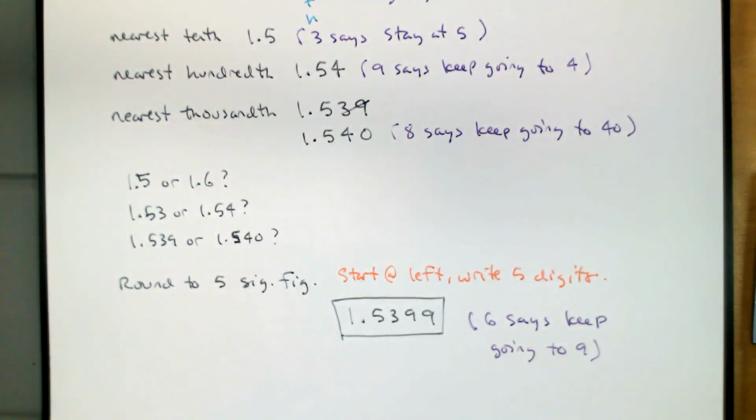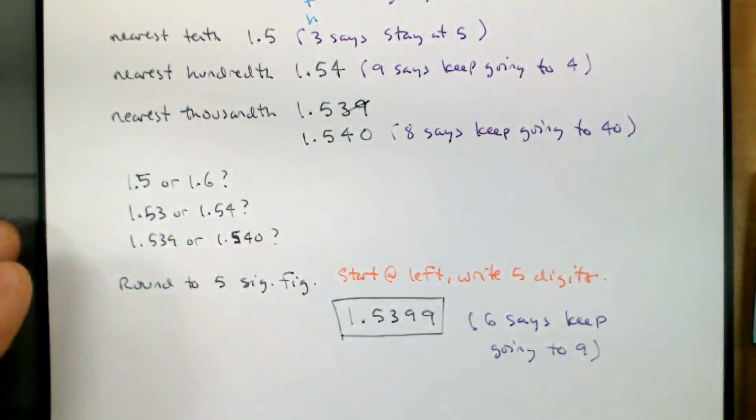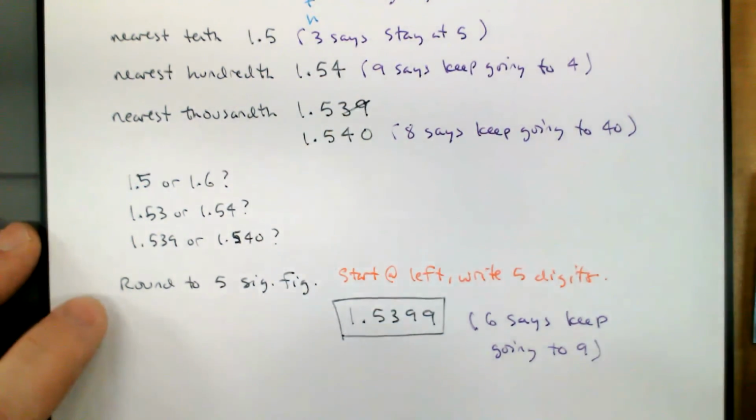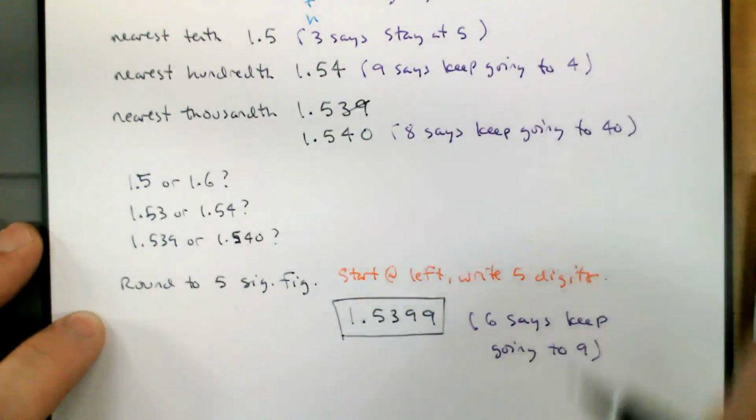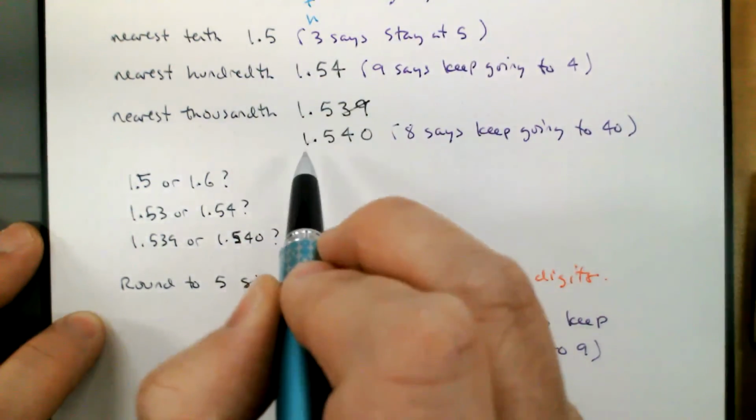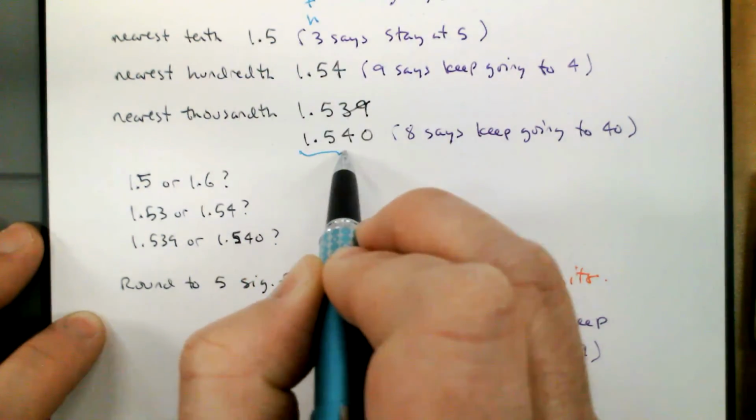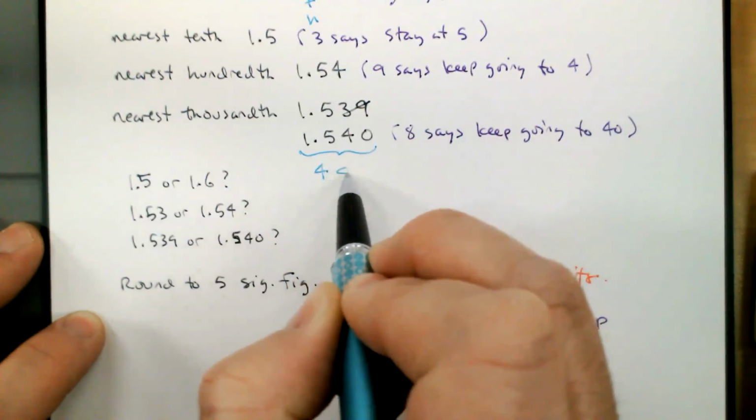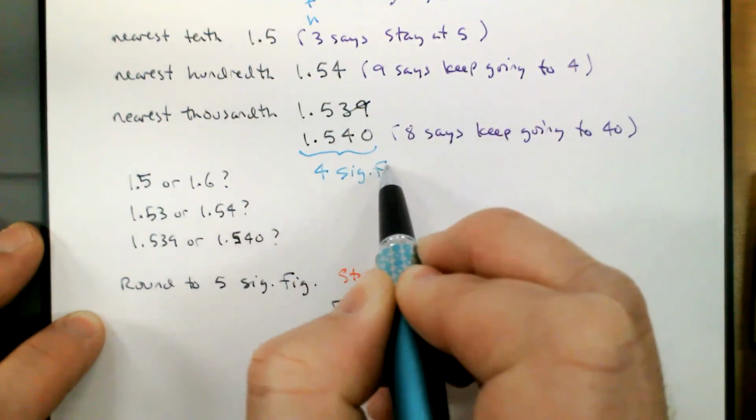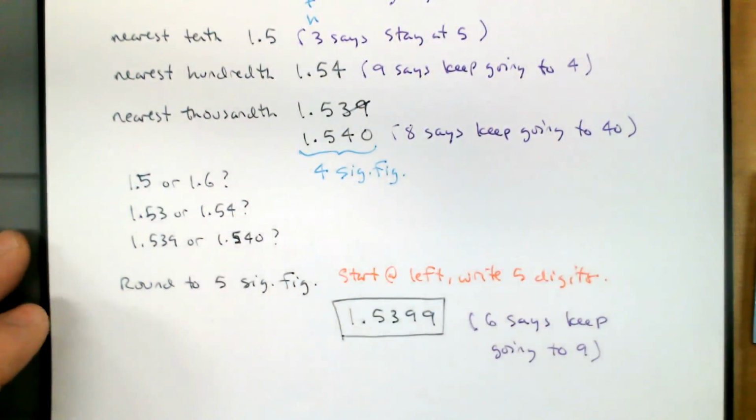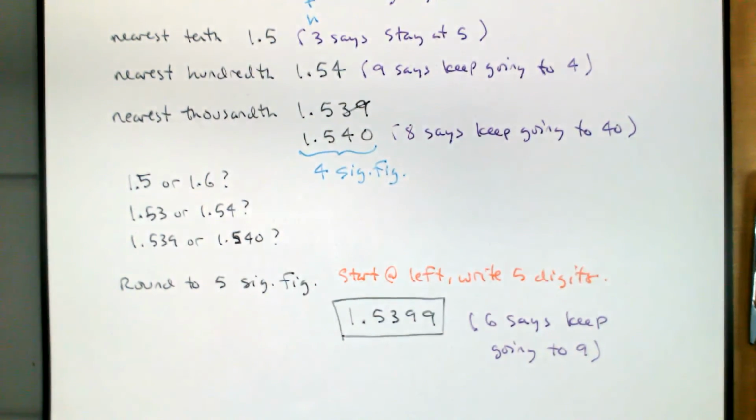When we wrote 1.540, that's 4 significant figures, because that's the number of digits that we wrote. So the 1.540, that's 4 significant figures. See, this is where I have to be careful not to smear the ink. .54 is 3 significant figures. 1.5 is 2 significant figures.